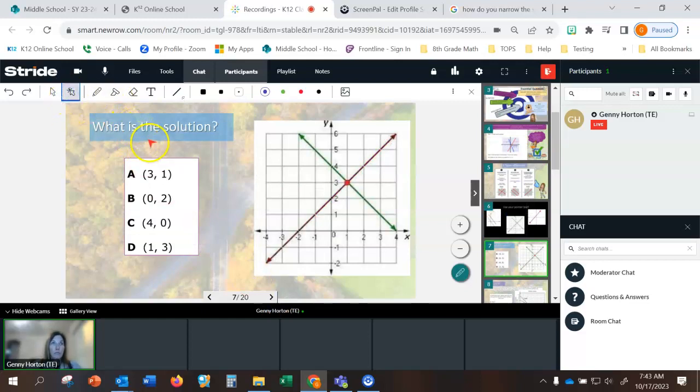Okay, so what is the solution? Well, here's where they cross. My x value is 1. My y value is 3. So that point where they cross is 1, 3. Answer is D.